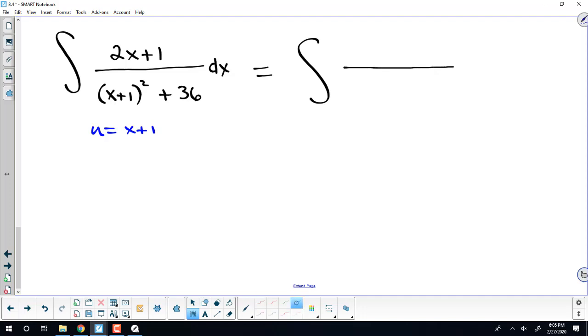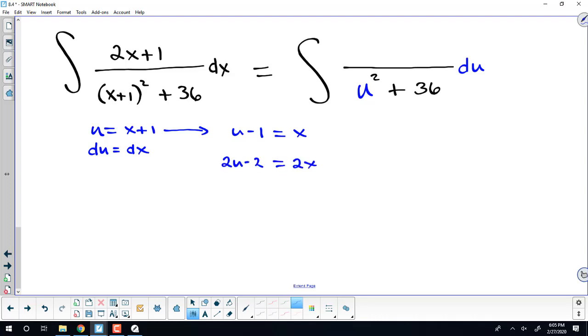So we have our u squared plus 36. Our du is dx. The 2x plus 1, we could account for that because the u is just x plus 1. So we can account for the 2x plus 1 in terms of u, because basically we have x in terms of u. So we just manipulate this a little bit and say u minus 1 is equal to x. But we needed 2x plus 1. So we have 2u minus 2 is 2x. And then add 1, 2u minus 1 is 2x plus 1.